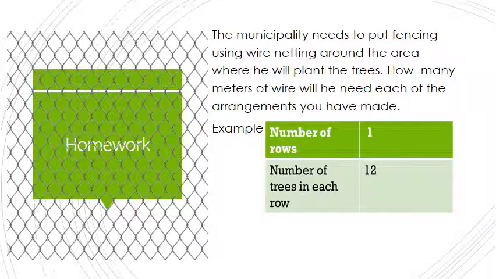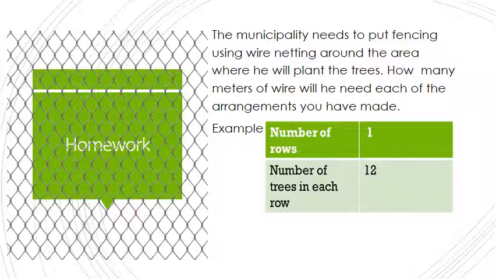Next, the municipality needs to put fencing using wire netting around the area where he will plant the trees. How many meters of wire will he need for each of the following arrangements you have made in your previous answer?